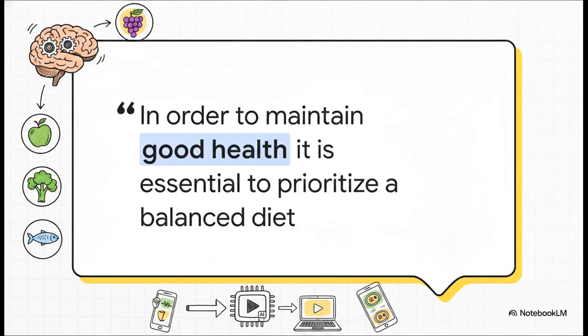Just to give you a feel for the quality and the context it generates, here is an exact quote from the AI script in that test video. Quote, "In order to maintain good health, it is essential to prioritize a balanced diet." End quote. So it didn't just smash random clips together. It actually generated a totally coherent, contextually accurate script based on that keyword, and then perfectly matched the visuals and audio to back it up.